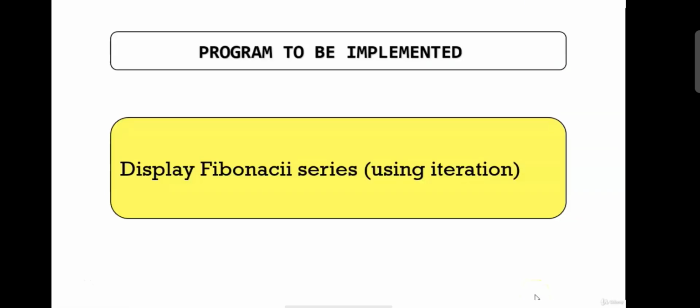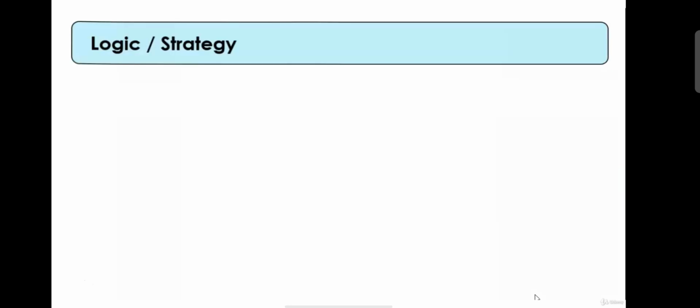In this session, we are going to implement a C program to display Fibonacci series. Here we will use the iteration approach for displaying the Fibonacci series. Let's discuss the logic or strategy for displaying the Fibonacci series.